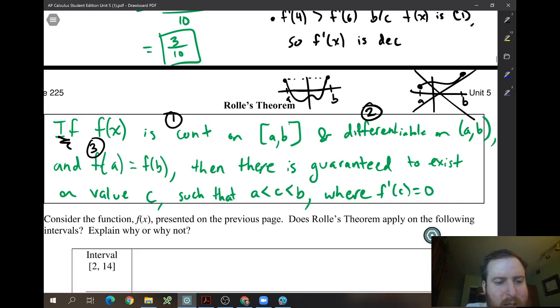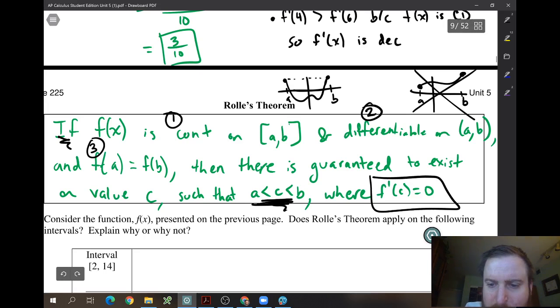Then there is guaranteed to exist a value c such that a is less than c is less than b. So that's telling us that c is in between the interval. C is somewhere between a and b, where f prime of c equals 0. That's our result. So our result is there has to be an f prime of c equal to 0. So somewhere in there, there's a slope of 0.